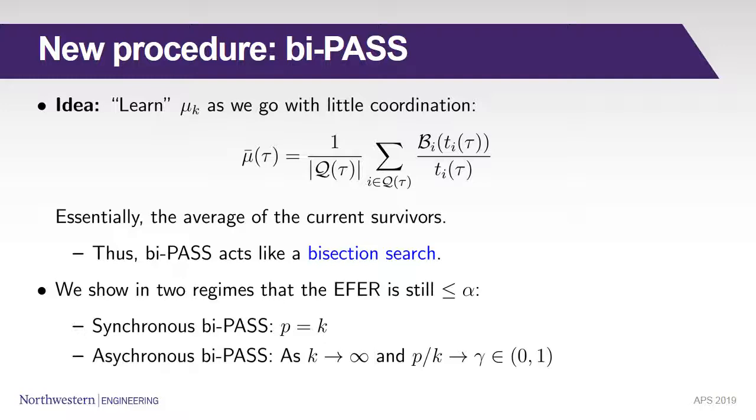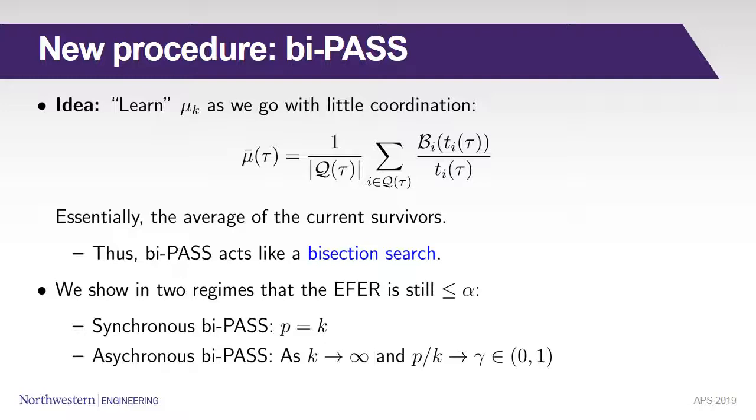And the idea is really simple. Mu bar of tau, that is the estimated standard at global time tau, is just going to be the average of the sample means of all surviving systems. So here the set script Q is the set of all systems that are still in play, that are survivors by time tau, and we're summing over the sample mean of all the outputs collected from those systems. So BYPASS acts kind of like a bisection search in the sense that the estimated standard is always sort of in the middle of the true means of the systems that have survived.